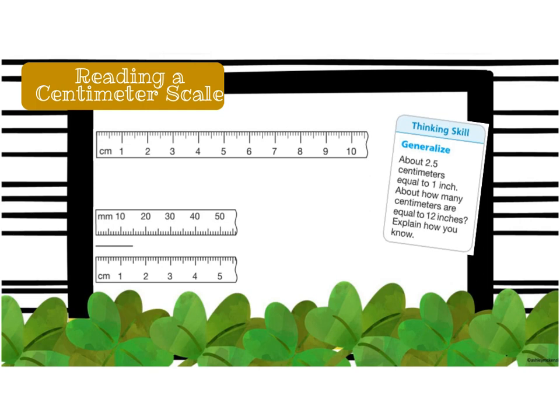Okay? So something to think about: 2.5 centimeters is equal to 1 inch. So if you ever were to look at a ruler where you had inches on the top, centimeters on the bottom, you could see that about, not exactly, but about 2.5 centimeters is equal to 1 inch. So if that's the case, about how many centimeters would then be equal to 12 inches? How could I figure that out?